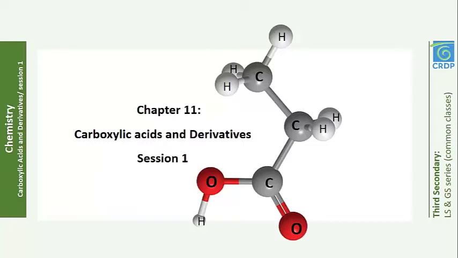Carboxylic acids are organic compounds that have the functional group COOH. This functional group is called the carboxylic group. In this chapter, we are interested in saturated open chain monocarboxylic acids. Saturated means that they have no double bonds between carbon atoms. Open chain means that the carbon chain is not cyclic. And monocarboxylic acids because they have only one carboxylic group in their carbon chain.